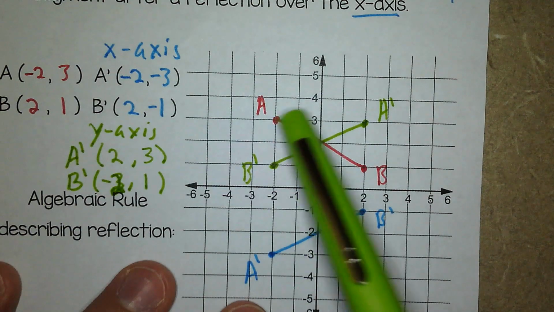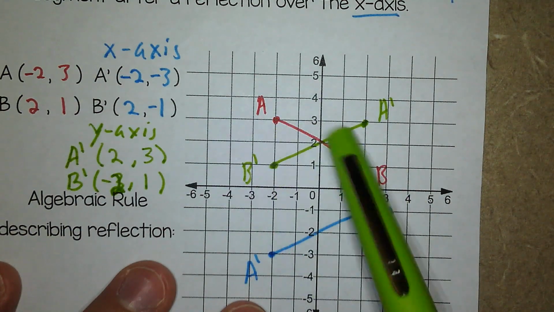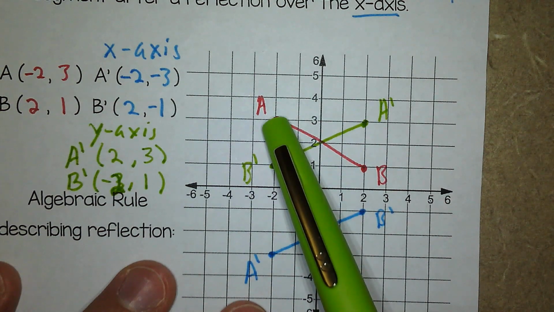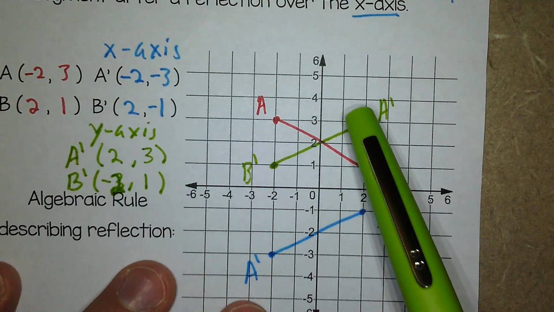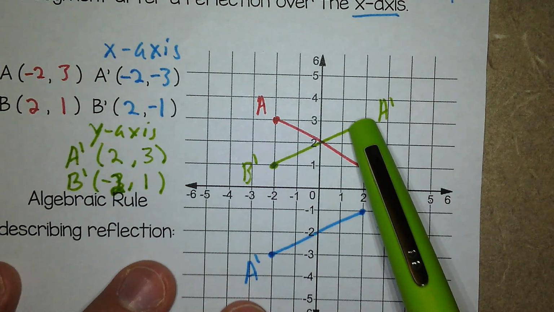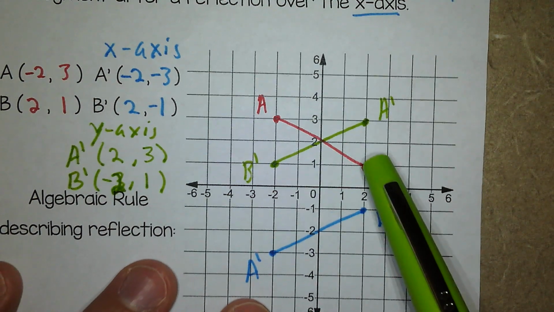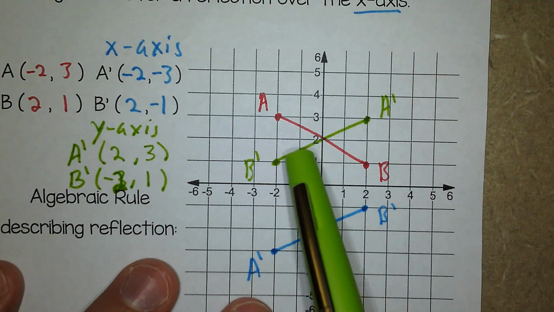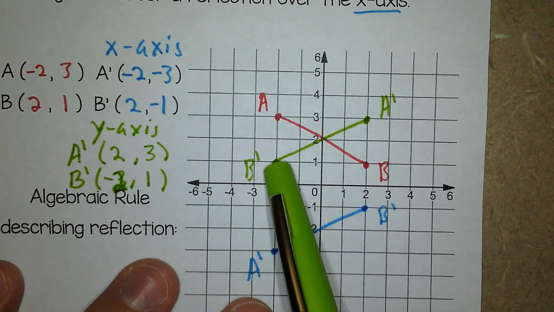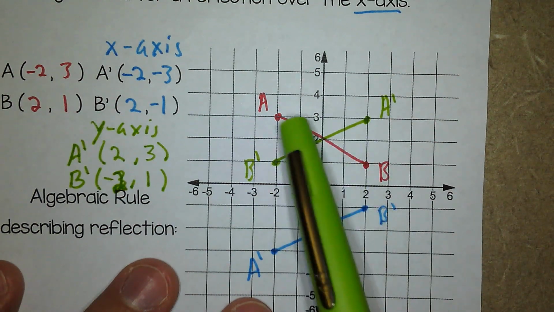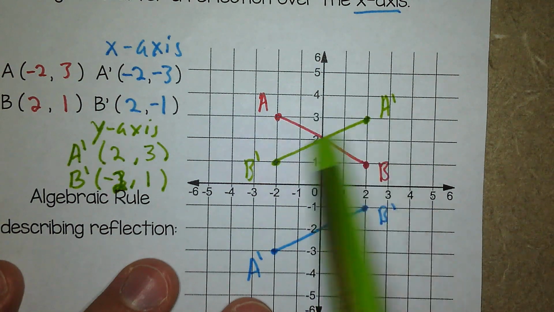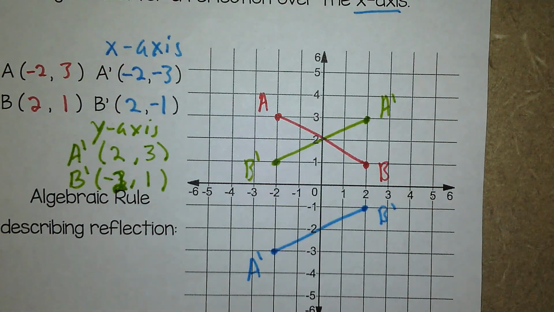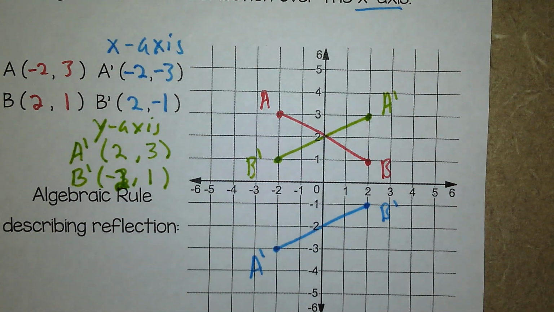Because when we reflect over the y-axis, we have to look at each individual point. My A value started on the left, and when I reflected over the y, now it moves to the right side of the y-axis. My B value started on the right side of the y-axis, and when we reflect it, now it's on the left side of the y-axis. So as a whole, it looks weird, but if we look at each individual point, we did a proper reflection. So be careful about that.